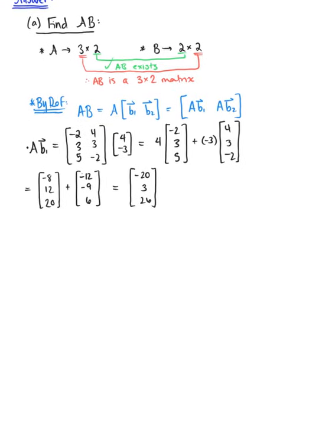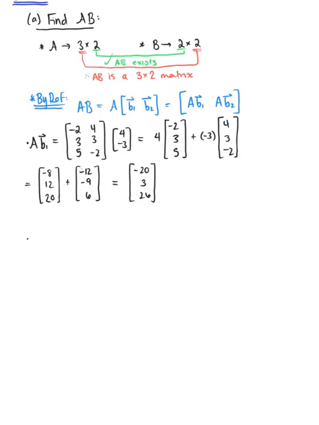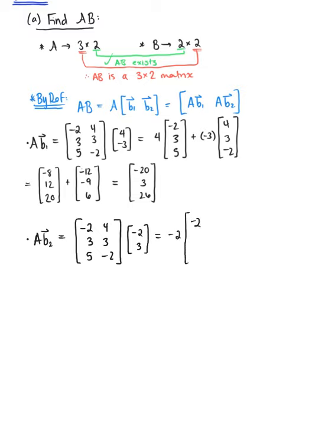And we want to apply the same idea to find the second column. Our second column is matrix A times vector b sub 2. Again, we have matrix A, which is defined as -2, 3, 5, 4, 3, -2, and we're multiplying by the second column of matrix B, which is -2, 3. By definition, this is -2 multiplied by the first column, -2, 3, 5, plus 3 multiplied by the second column, 4, 3, -2.